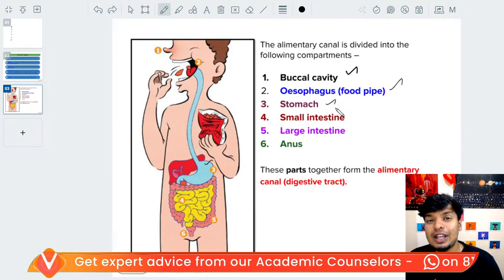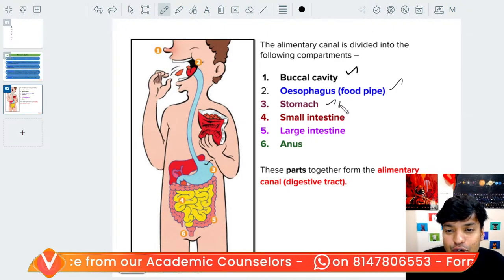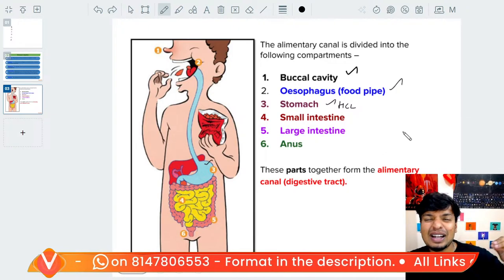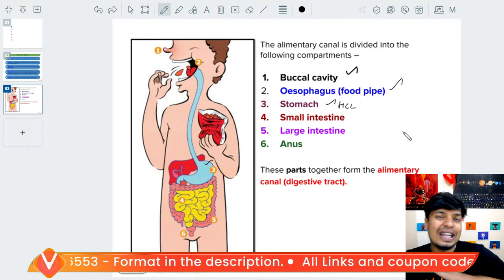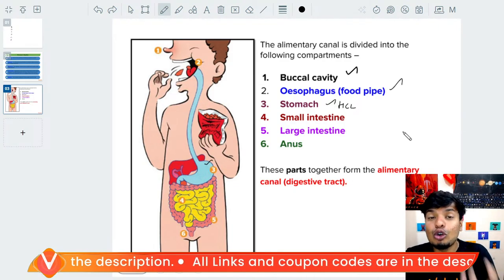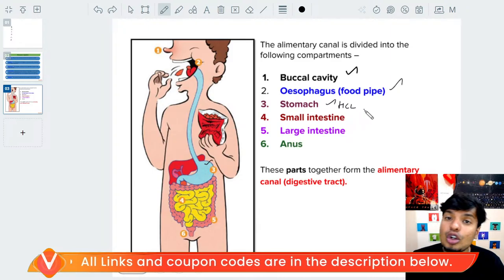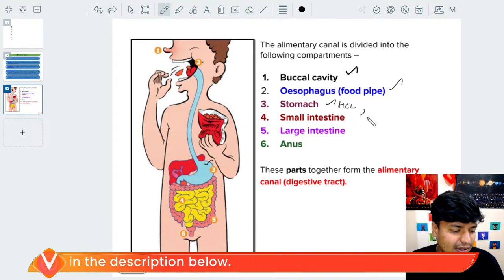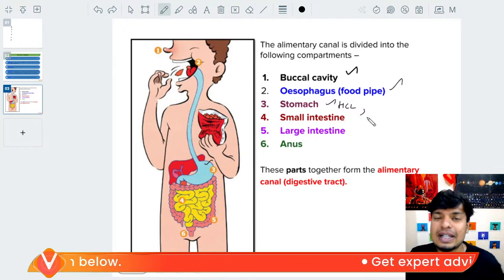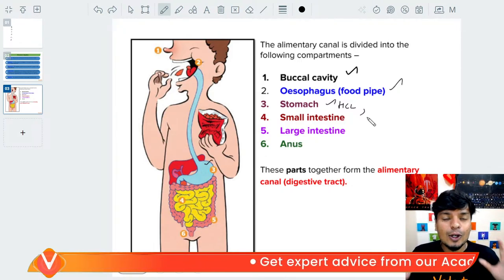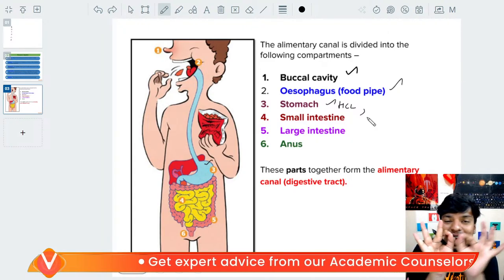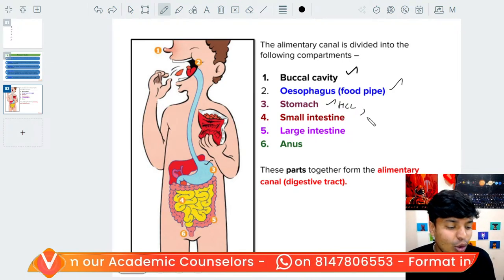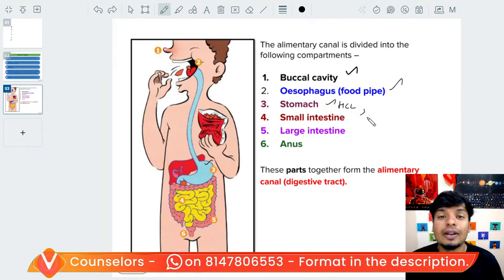In the stomach, we have something called hydrochloric acid. So whatever bacteria are entering our body, they're all killed because we have hydrochloric acid inside the stomach. Also, we have a lot of digestive juices secreted in the stomach, which break down everything. See guys, the only main idea is to break the pizza into tiny, tiny parts so that our body can absorb. Only because of that, all this process is happening.